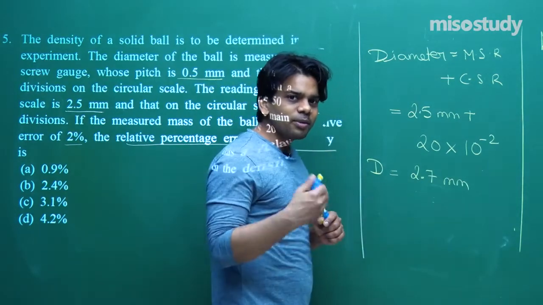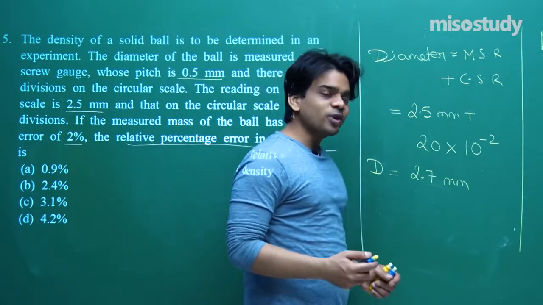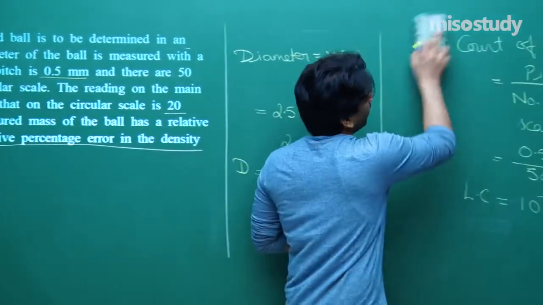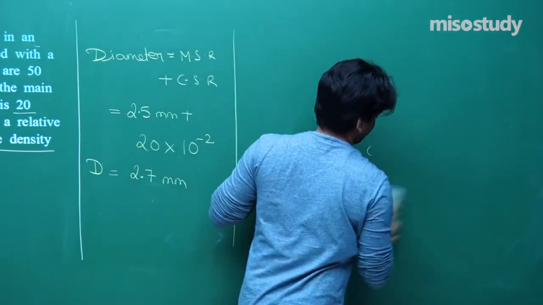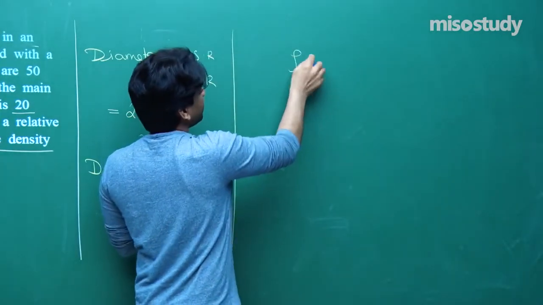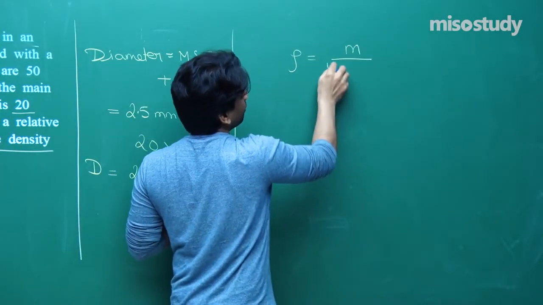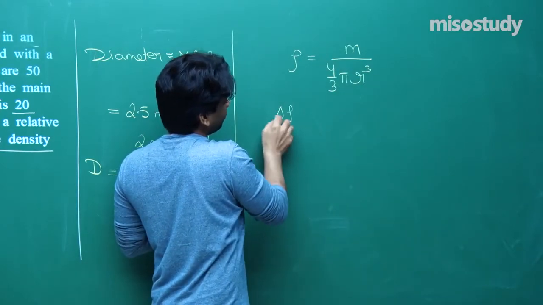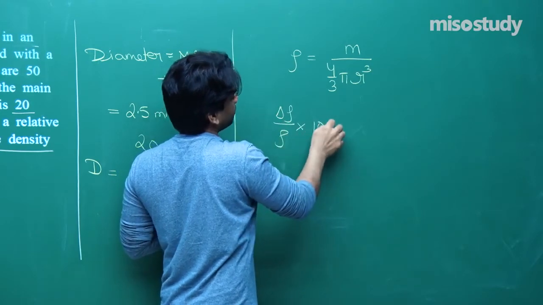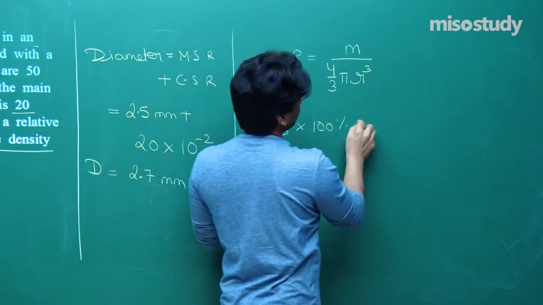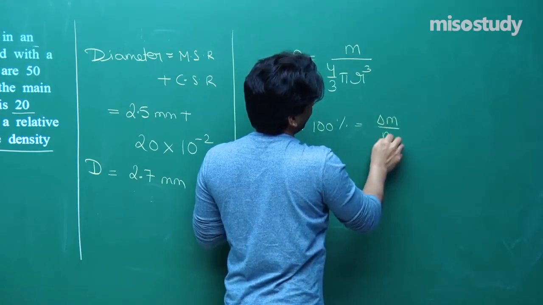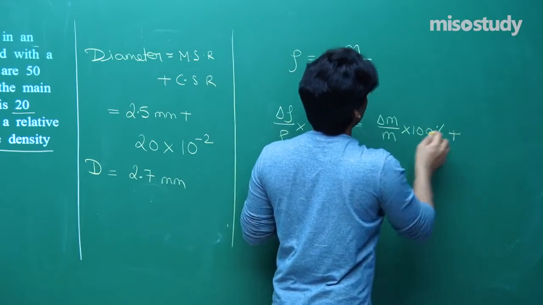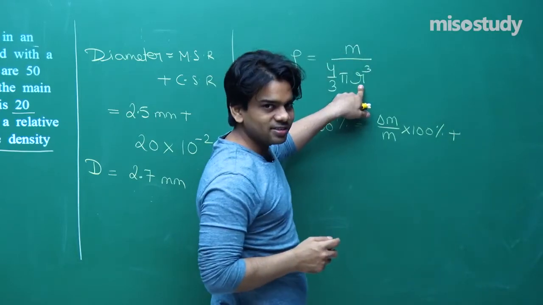Now you see 2.7 mm is the diameter, and if radius I need to write down, I will be writing diameter by 2. And before that, you see here, this is not required now. Let us go ahead and write density is mass per unit volume, m upon 4 by 3 pi r cube. This is what I told you. So relative percentage error will come out to be delta m by m multiplied by 100% plus, you see, this term can be written as d by 2.